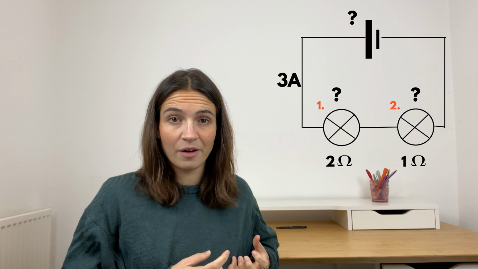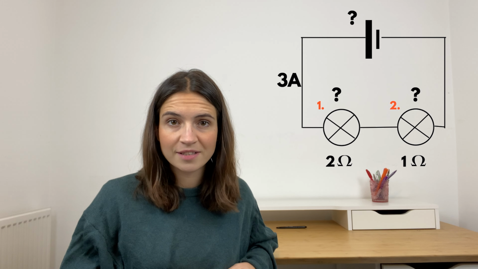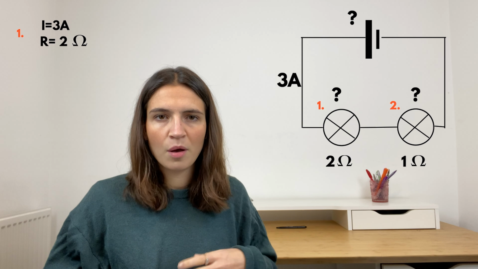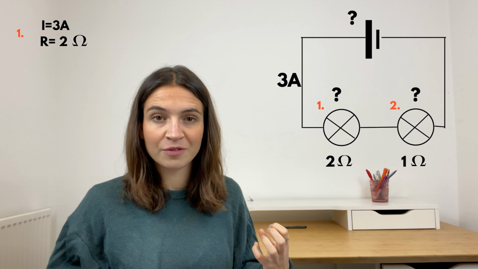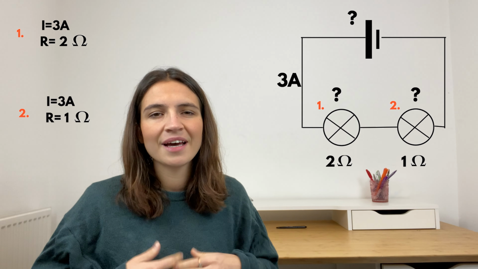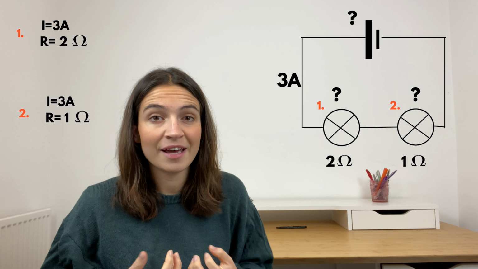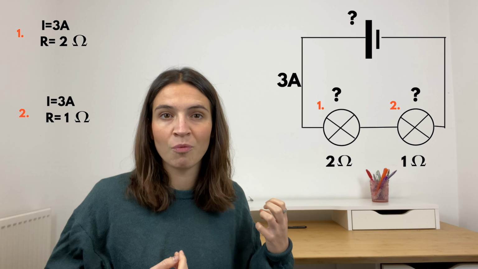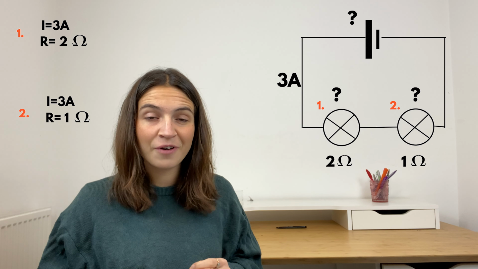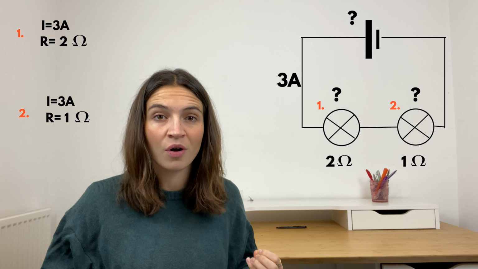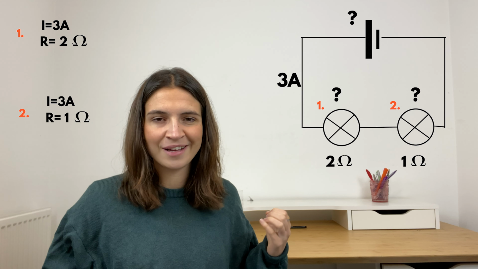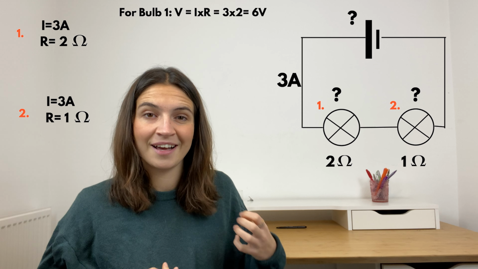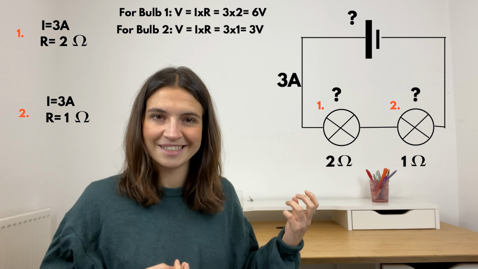Okay, let's ramp up the fun. And in this circuit, we're trying to find the different voltages. So for each bulb, we're going to write down the information that we have. Bulb 1, we have a current of 3 and a resistance of 2. And bulb 2, because we're in a series circuit, we also have a current of 3 and it's given us a resistance of 1 ohm. Okay, let's find the voltage for bulb 1 using V equals I times R. So V is equal to 3 times 2 is 6.